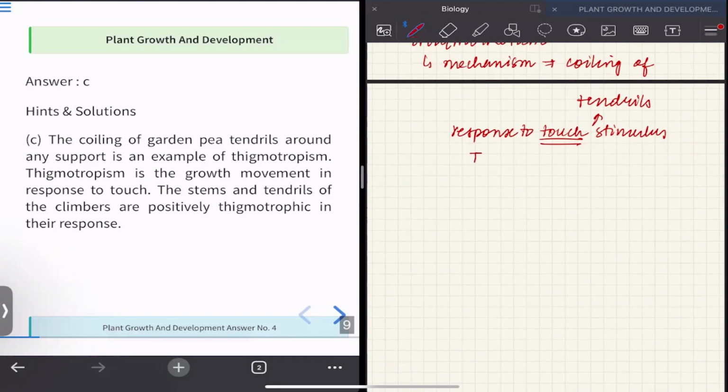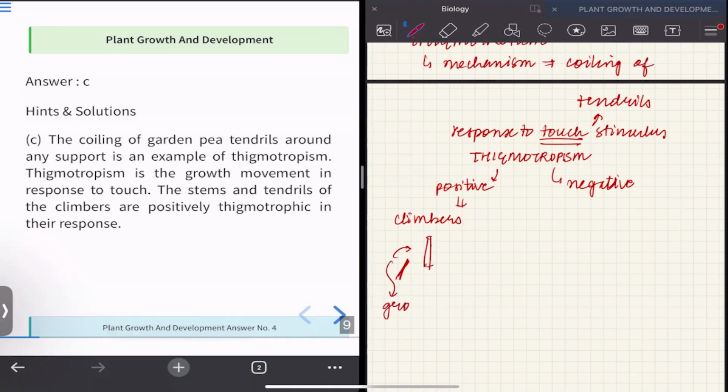So thigmotropism can also be of two types. Thigmotropism can be either positive thigmotropism or negative thigmotropism. Positive thigmotropism is shown by climbers. Suppose this is a pea plant, this is a tendril, and this is support. So the tendril will grow towards the support.